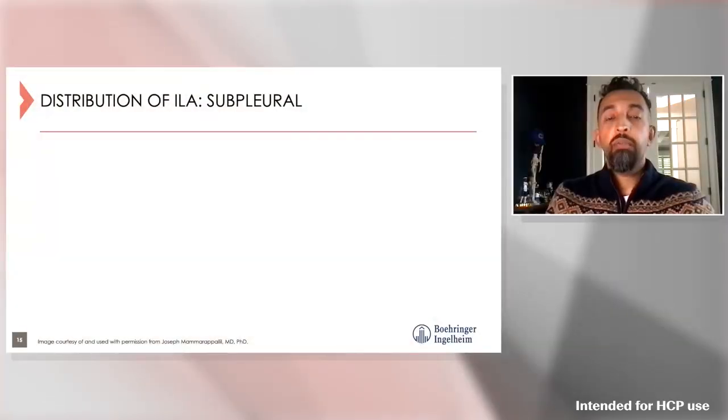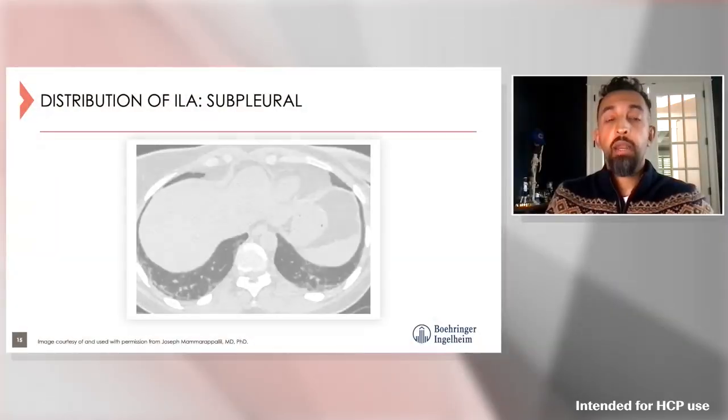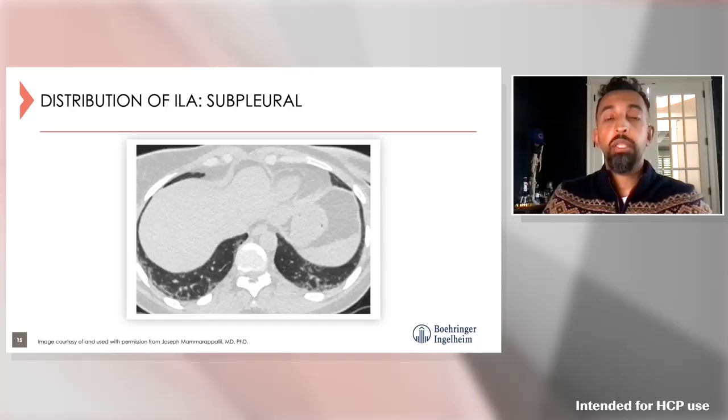The distribution of ILA in this first category is shown here, and this is the subpleural location. If we look at this patient's chest CT, what we can see are definite bilateral lower lobe subpleural abnormalities indicated by the arrows. You can see reticulation. You'd wonder if there's some traction bronchiectasis here. This is a great look for describing a subpleural location of ILA.